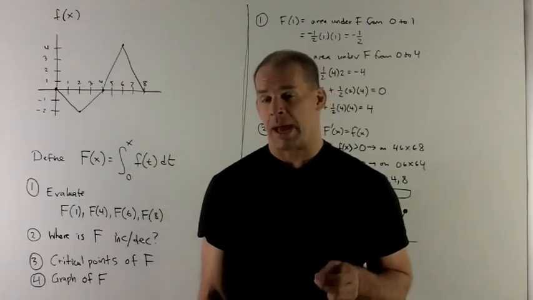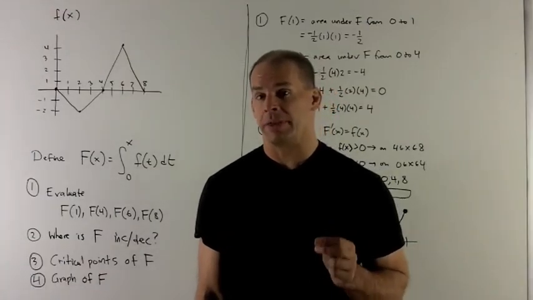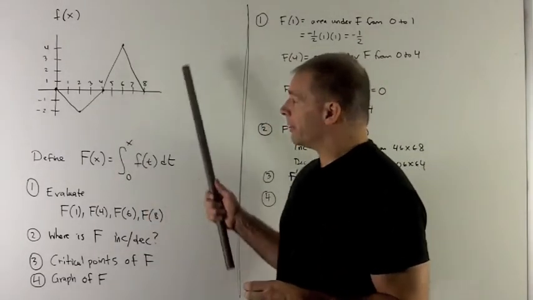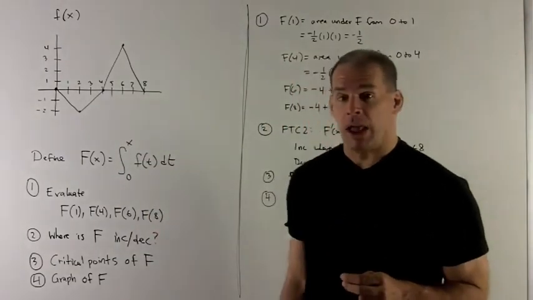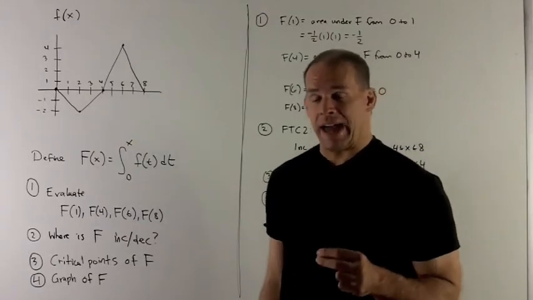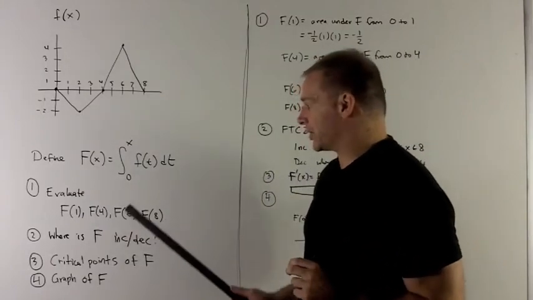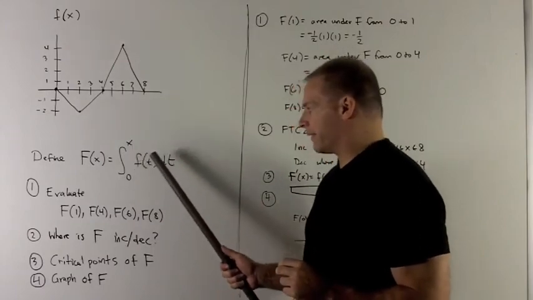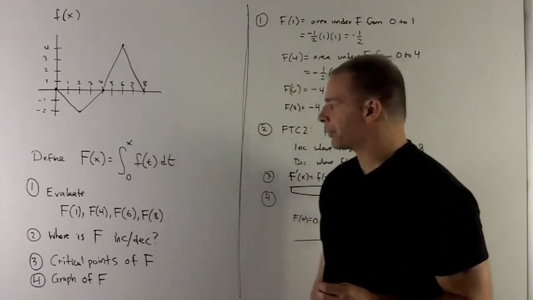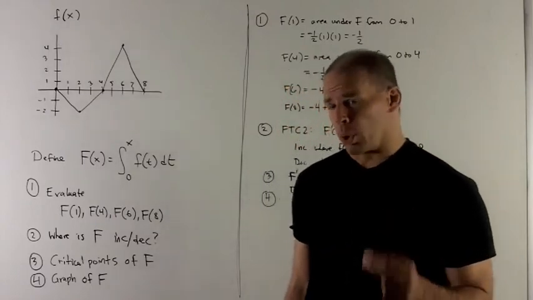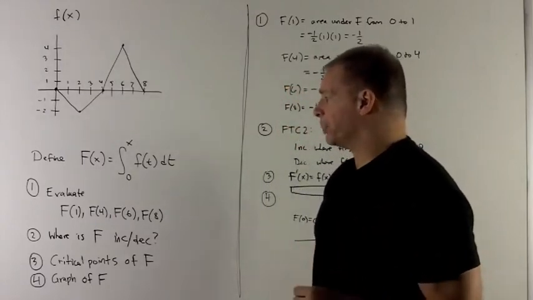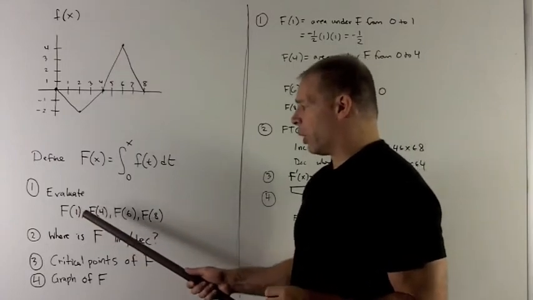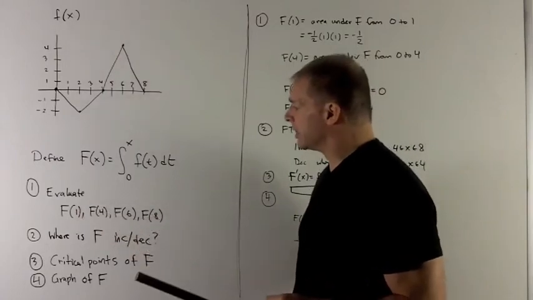This problem is an application of the second fundamental theorem of calculus. So I'm going to start off with this graph of small f of x. I'm going to define big F of x as the definite integral from 0 to x of f of t dt. I want to ask four things about big F of x. I'm going to evaluate it at these four points, big F of 1, 4, 6, and 8.